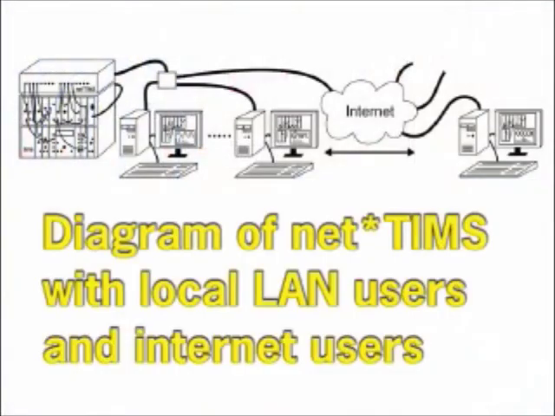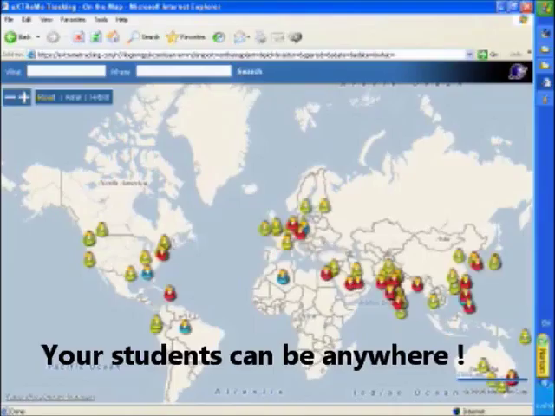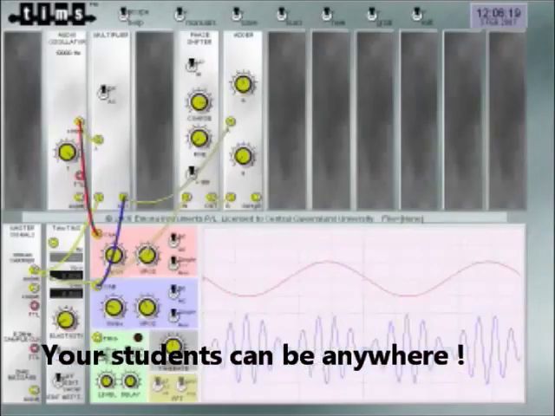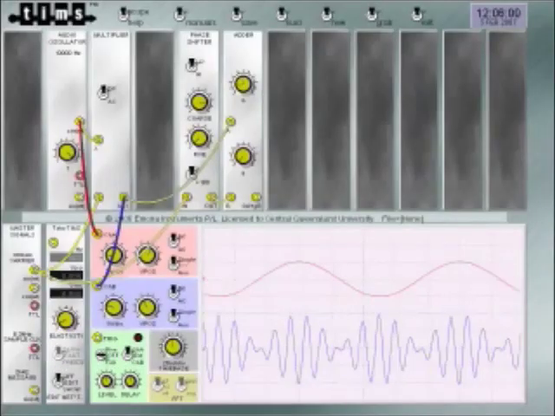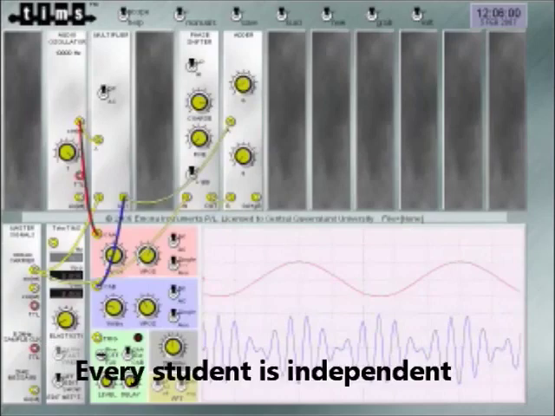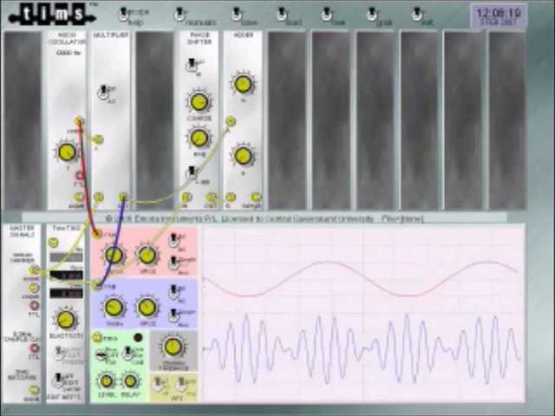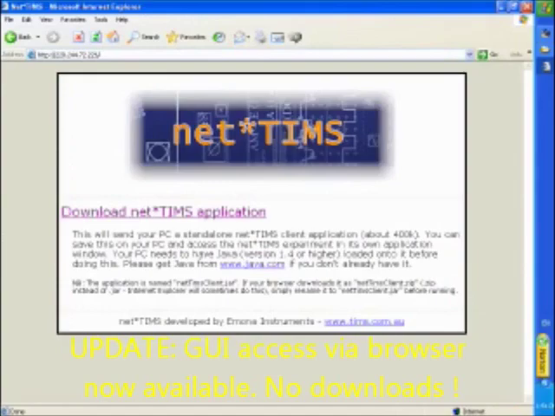More than 10 students at once can adjust, view signals, and take measurements of the setup experiment at the same time. The Nettims system is capable of serving an entire class of students at the same time, with each student running their experiment independently. There is no interaction between students logged on.